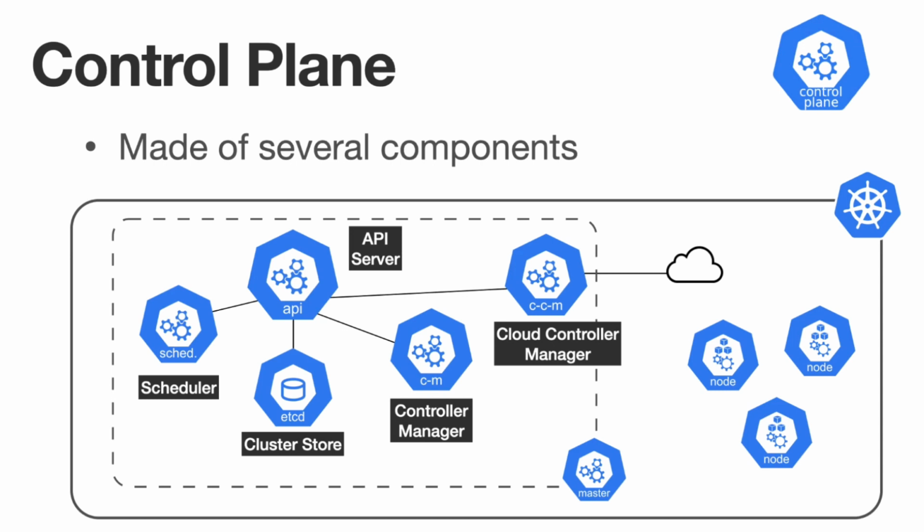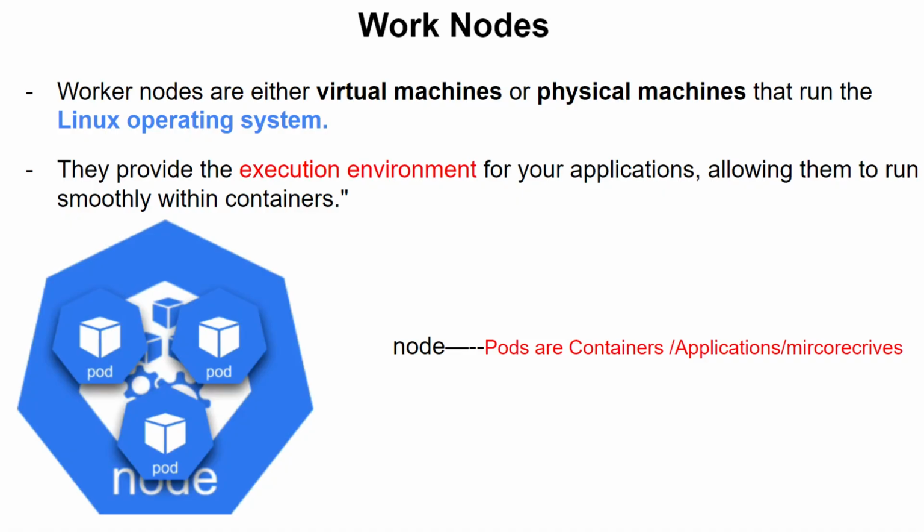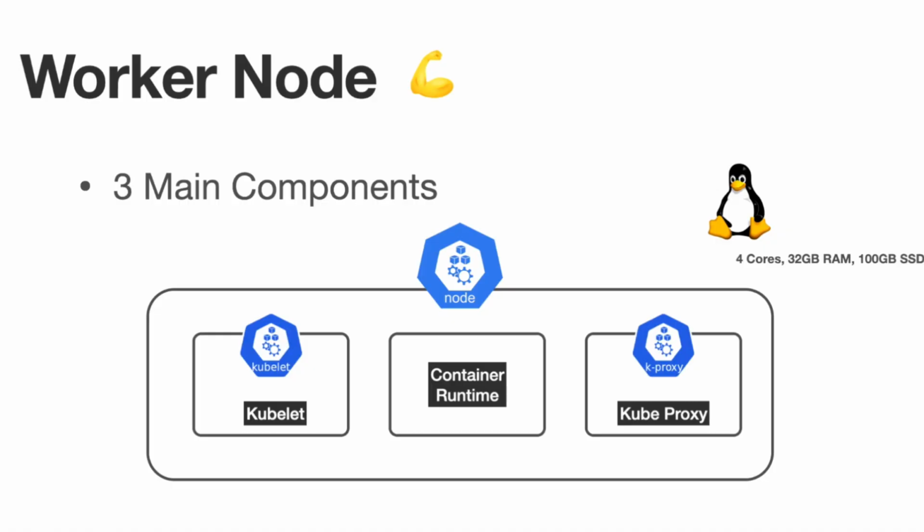Now, let's talk about the worker node. Worker nodes are either virtual machines or physical machines that run the Linux operating system. They provide the execution environment for your applications, allowing them to run smoothly within the container. So here we have the node, then the pods, which hold what we call the containers or the applications or the microservices. Now, in a worker node, we have three components. We have the kubelet, we have the container runtime, and we also have the kube proxy. This is inside the worker node.